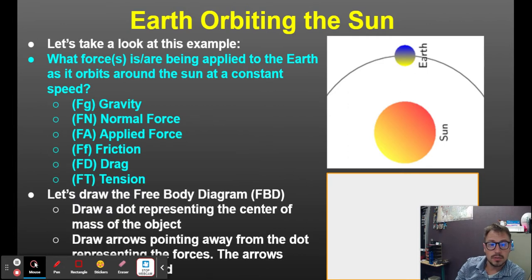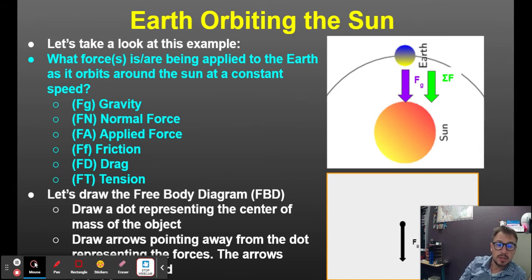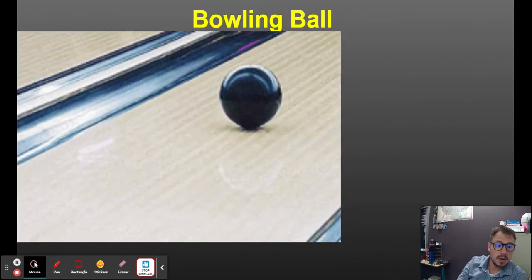So if I'm looking at the forces that are applied to the Earth, what's going to be there? Gravity. Gravity's pulling down, and that's really it, right? The net force, technically, the Earth is accelerating down towards the sun. It's just falling over the curvature of the sun. That's the free body diagram for Earth.